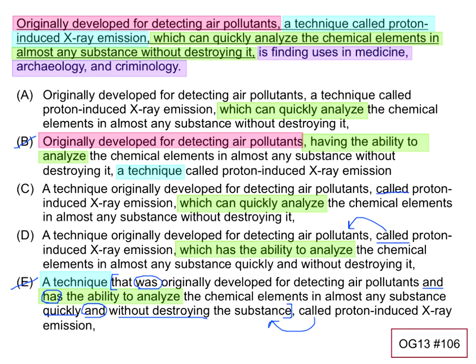It's the same thing in C. So the only one that puts technique appropriately next to called and doesn't have other errors, because B had other errors, the only one that does that is answer choice A. Now here's the thing. If you go read the OG explanation, they will tell you that the which thing here does refer to technique, not emission. Okay. Here's what's going on here.